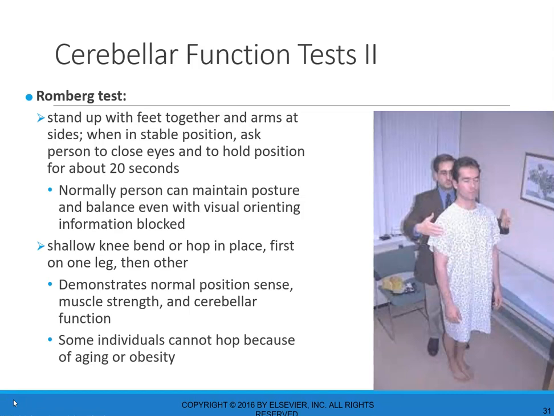For the Romberg's test, you're going to ask the person to stand up with their feet together and their arms at their sides. When they're stable, you're going to have them close their eyes and hold that position. You're going to wait about 20 seconds. Normally, they'll be able to maintain their posture and their balance.